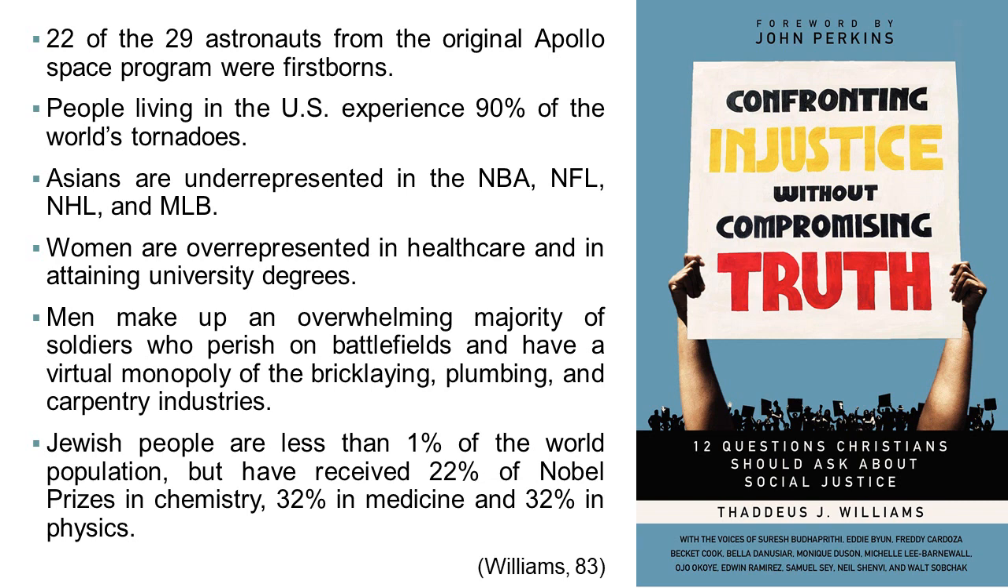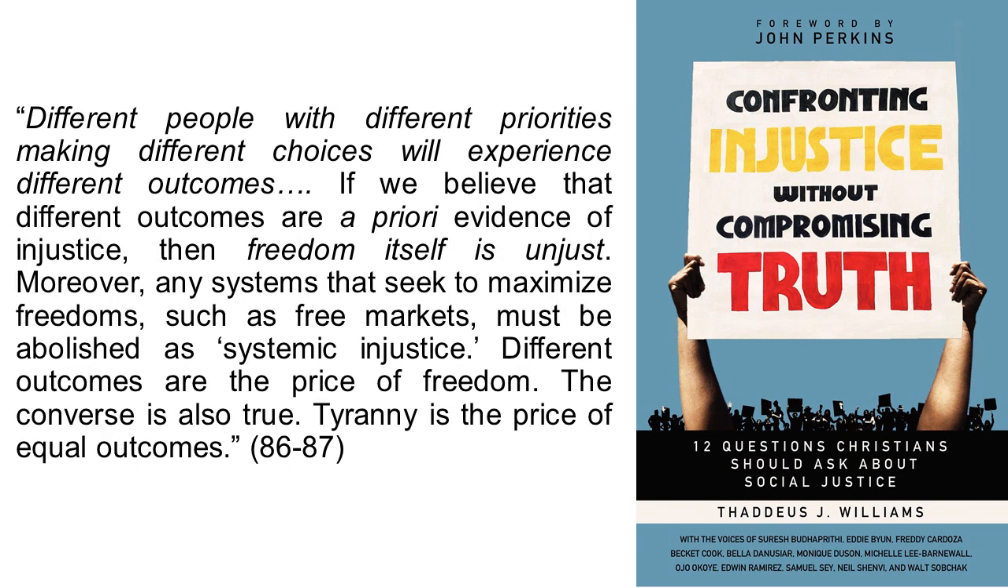Here's another relevant quote that Williams has to make, because a lot of these inequalities in society are simply the consequence of different choices that people make in different groups. Different people with different priorities making different choices will experience different outcomes. If we believe that different outcomes are a priori evidence of injustice, then freedom itself is unjust.